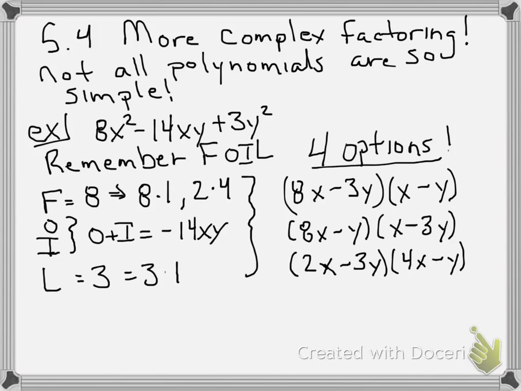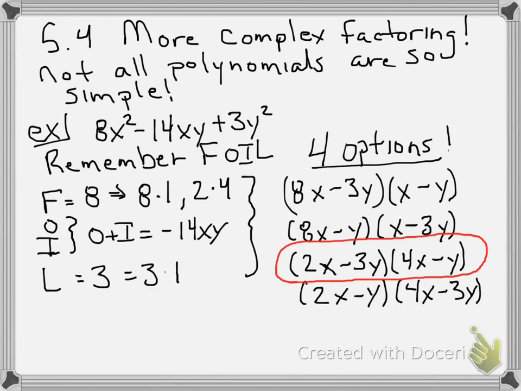Next, we've got 2 times 4, or 2 and 4. So we've got 2x minus 3y times 4x minus y. And then we have the other one where we switch the 3 and the y, keeping the 2 and 4 together. So now we've got 4 options. Hopefully you can look back and see where that comes from. Hopefully that'll make a little bit more sense. I'm not going to show you all of them, but I do encourage you to go check all of these examples and show that only this one will work.